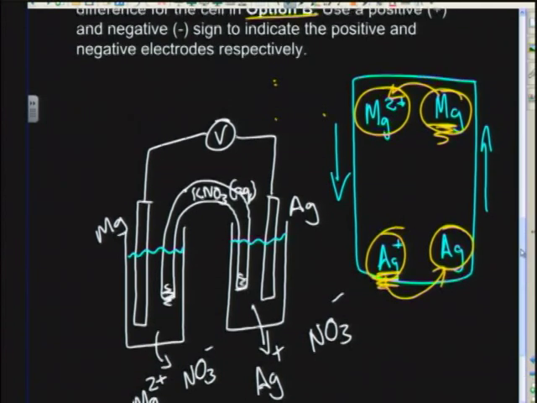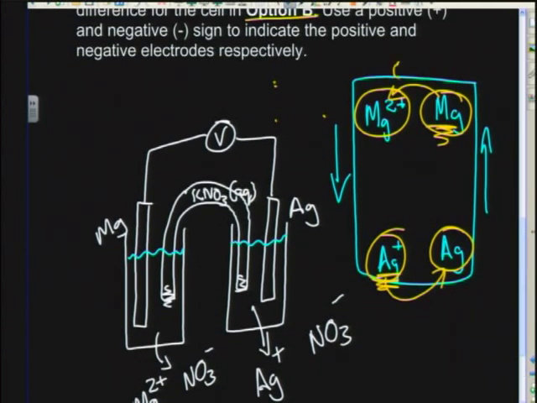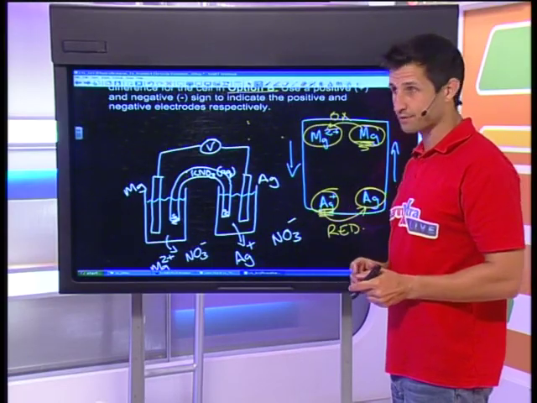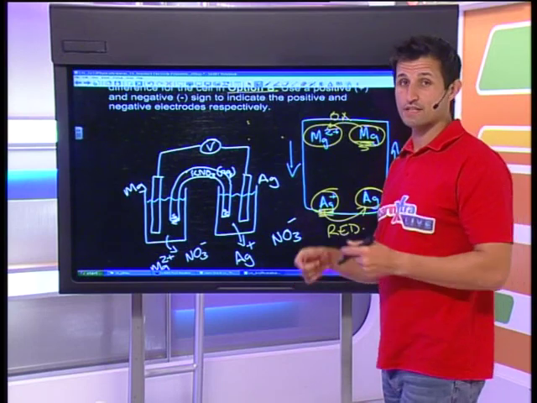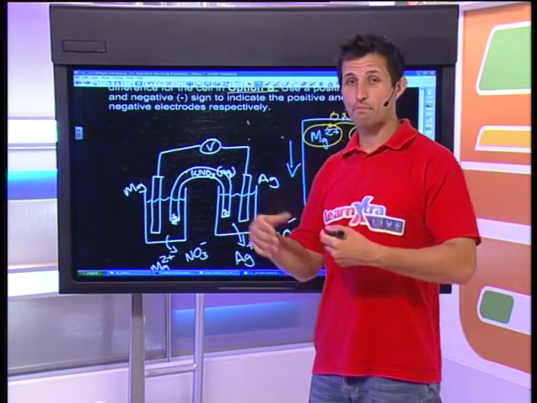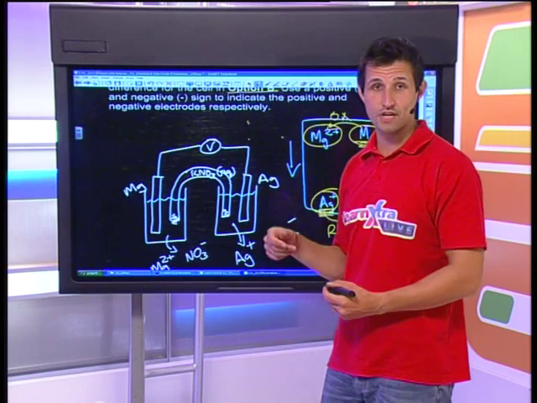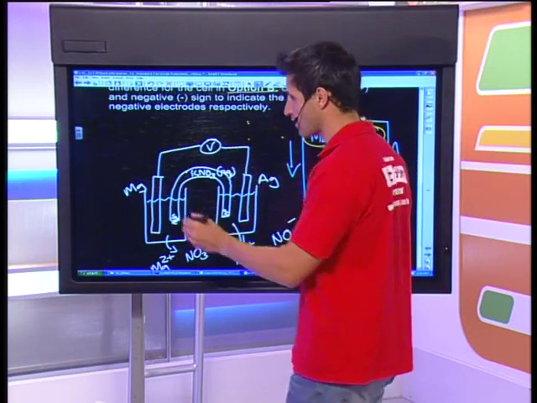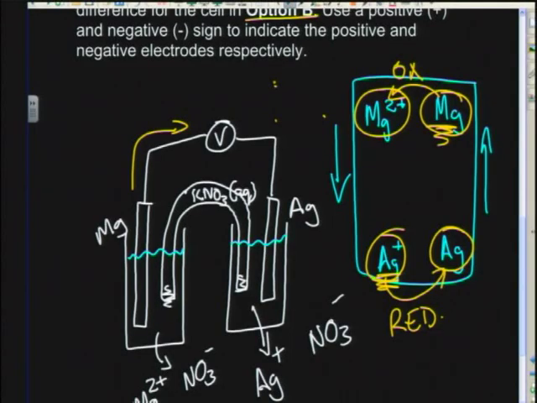So magnesium undergoes oxidation, while silver undergoes reduction. Now, how do I decide which one is positive and which one is negative? Well, in a galvanic cell, where oxidation takes place, I make a whole bunch of electrons. I manufacture them. They come out of the oxidation because remember that oxidation is the giving away of electrons. So magnesium is giving away electrons, and the only place that they can go is through the outside circuit. That means that magnesium is the negative electrode.